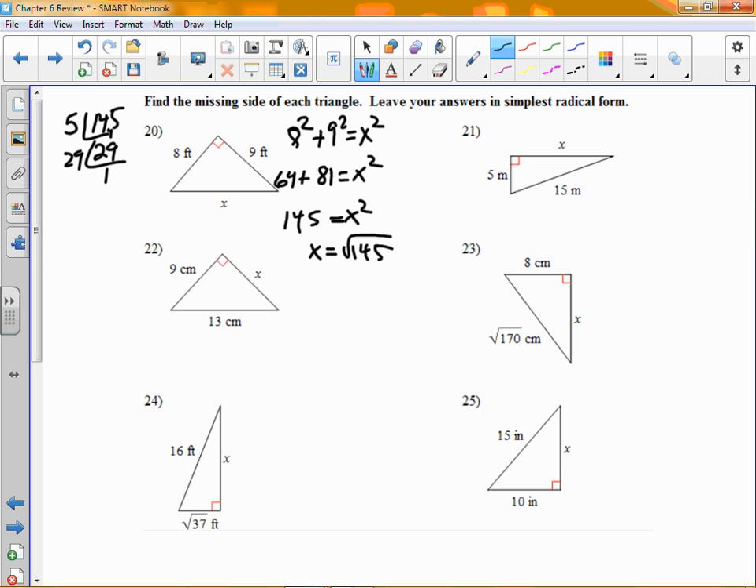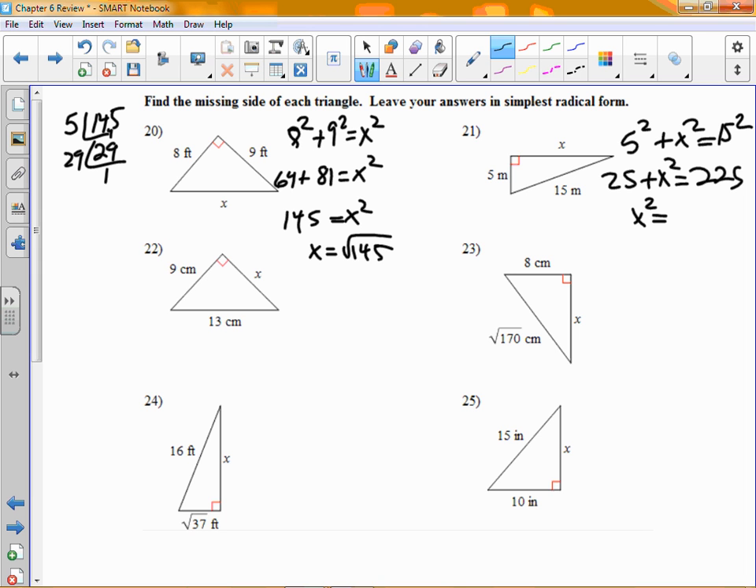Number 21 is a one I'll pick for the test. Okay? You can either say 5 squared plus x squared, or x squared plus 5 squared. It doesn't matter which one you let be the legs. What matters is the hypotenuse has to be c squared. Next step, 25 plus x squared equals 225. So x squared equals 200.